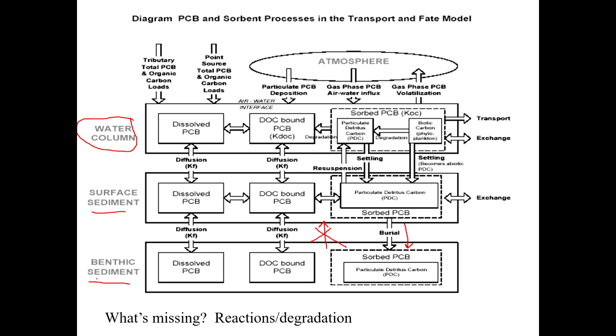So there's surface sediment, there's benthic sediment, then there's also inputs. Here's from tributaries, point sources, atmospheric deposition, volatilization out to the atmosphere, transport from one box of the model to another, and eventually out into the Atlantic Ocean. So all kinds of different processes going on here, and all of this has to be modeled in order to come up with a reasonably accurate number for the PCB concentrations in the water column, because that's what's being regulated.